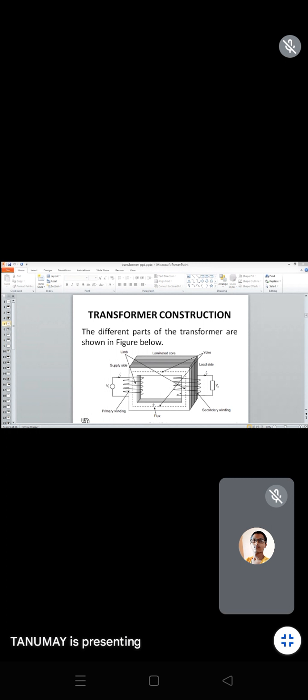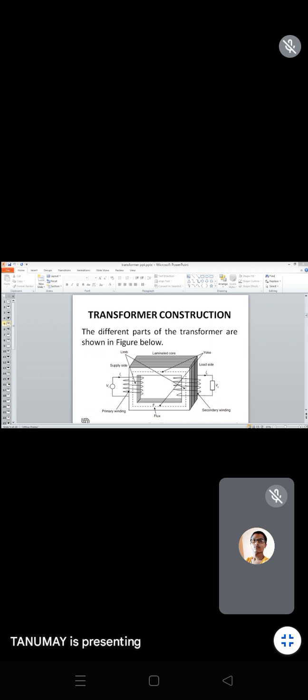So here, whenever you connect this primary winding with supply voltage, in case of transformer, we should provide AC supply. We can't provide DC supply over the transformer side.